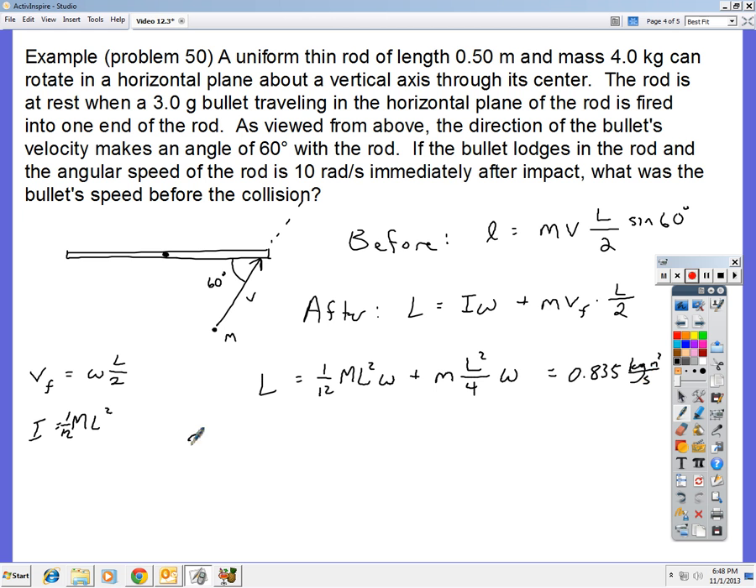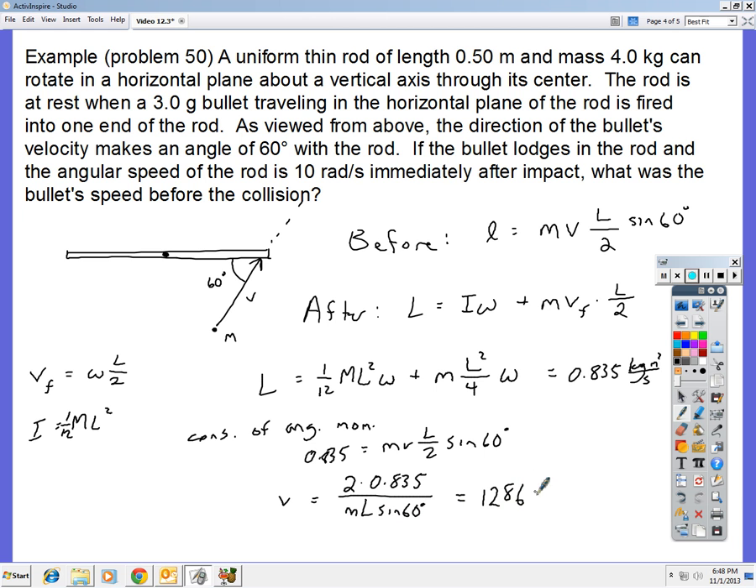And now conservation of angular momentum tells us that that is equal to the initial angular momentum. So 0.835 equals m v L over 2 sine 60 degrees. And a bit of algebra gives us v equals 2 times 0.835 over m L sine 60 degrees. And the initial speed of the bullet was 1,286 meters per second.